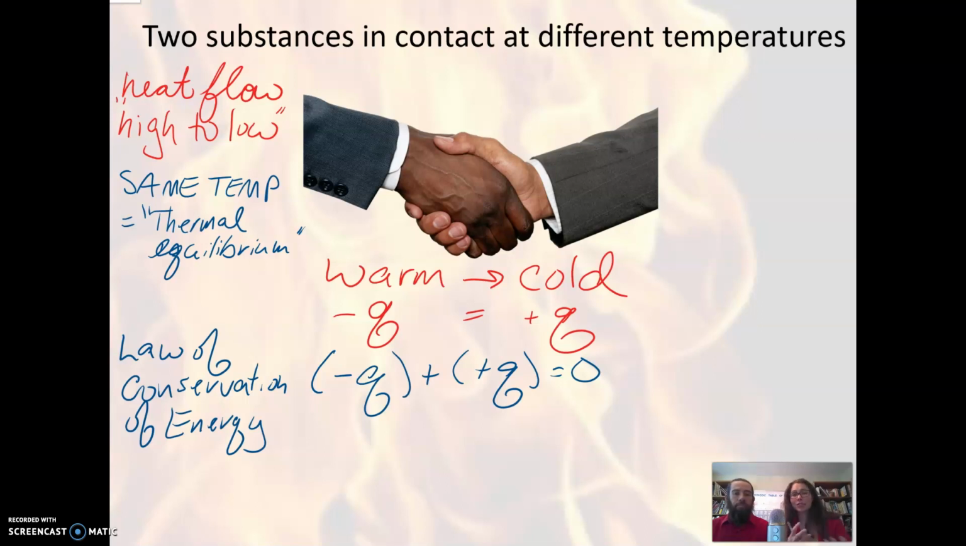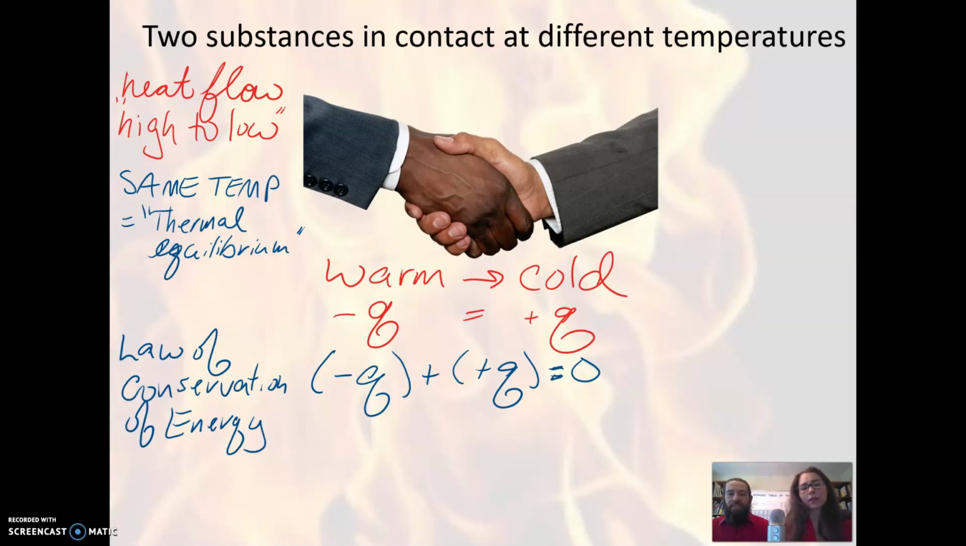But if you add the two together, the magnitude, so what's lost equals what's gained, if you add them together, it's zero. There's a net zero change in the entire system, or the whole world, universe, the amount of energy hasn't changed. So that's why we can add them together and it will equal zero.